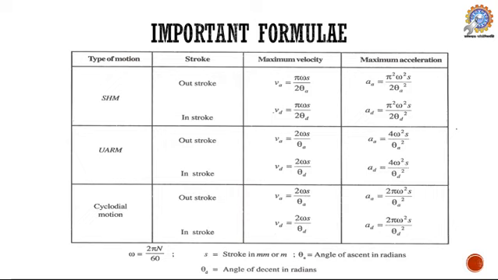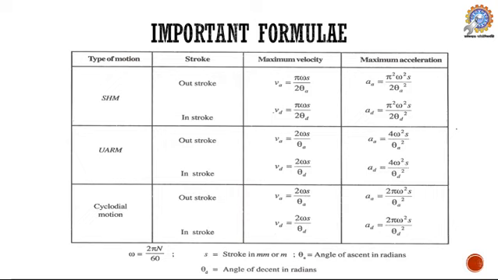If a problem asks for maximum velocity and maximum acceleration, these formulas are supposed to be used. For simple harmonic motion, the maximum velocity is pi omega s by 2 theta a, and likewise you can check for acceleration. The formula for uniform acceleration and retardation motion is also suitable for uniform velocity. The same formula is used, and for cycloidal motion a different formula is used.